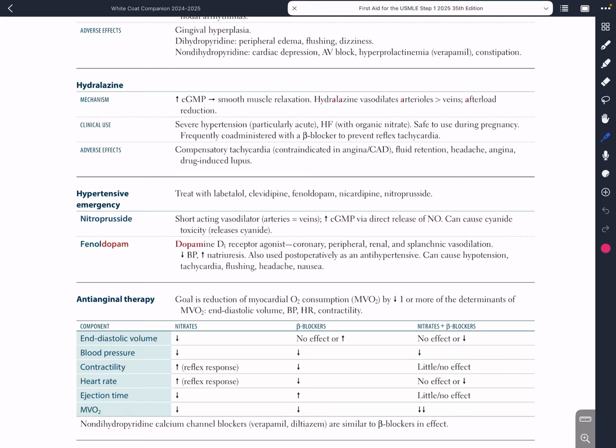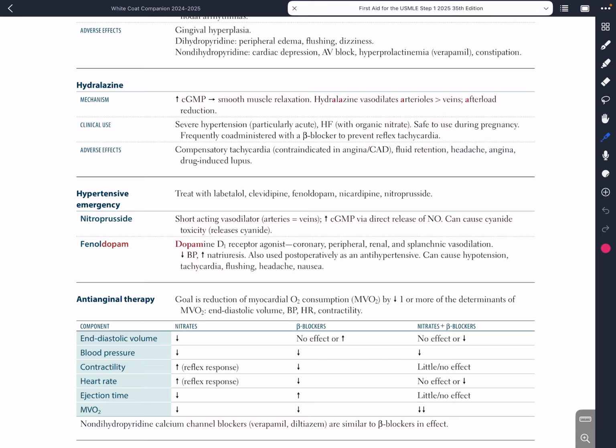So pregnancy hypertension is more than 140 over 90 in pregnant women, after 20 weeks. If it is before 20 weeks, it's chronic hypertension. After 20 weeks, it's pregnancy-induced hypertension. Either way, you give them hydralazine, frequently administered with a beta blocker to prevent reflex tachycardia.